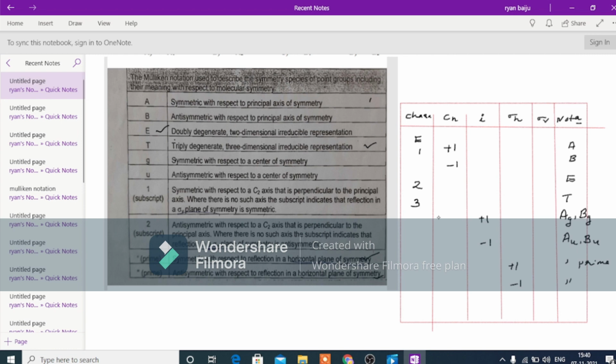The next is perpendicular to the C2 axis. In the absence of C2 axis, we can consider sigma V. If it is +1, A, subscript I am going to write 1. If it is -1, subscript we can write 2.